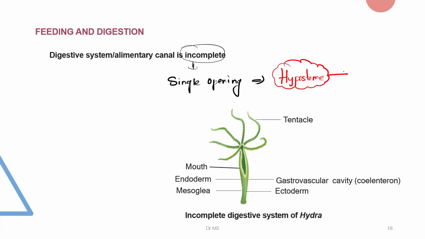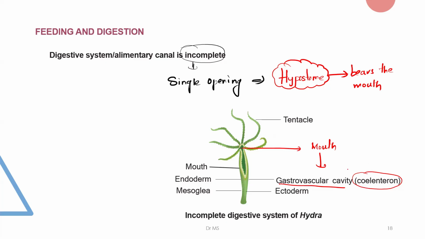Remember, this opening will bear the mouth. So what happens now? This mouth will open into the gastrovascular cavity. So you can see here, they open. So mouth, this is the mouth, let's say. This mouth will open into the gastrovascular cavity, which is also called the coelenteron. So that's why they got the phylum name Coelenterata. Remember what is the meaning of coelenteron?